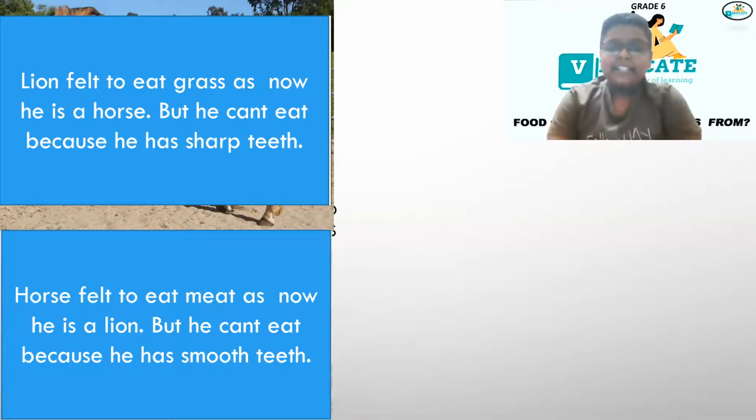So he felt that he wanted to eat meat of other animals, but he can't. He has smooth teeth, which only help to eat grass. So both animals can't eat anything now. This is actually related to the upper concept. Teeth are very important. The lion has sharp teeth and the horse has smooth and broad teeth. Let's move to our concept.